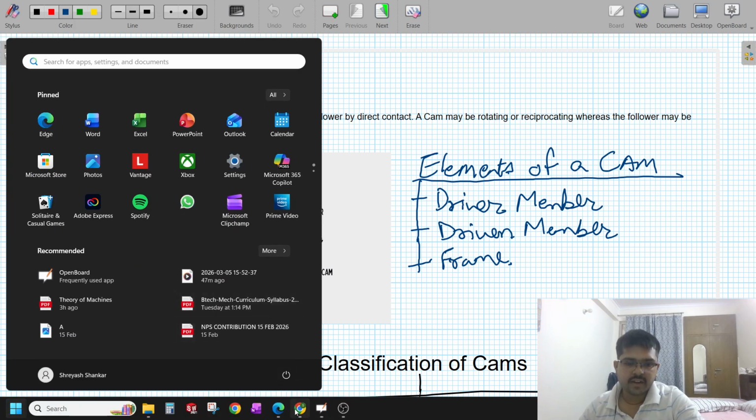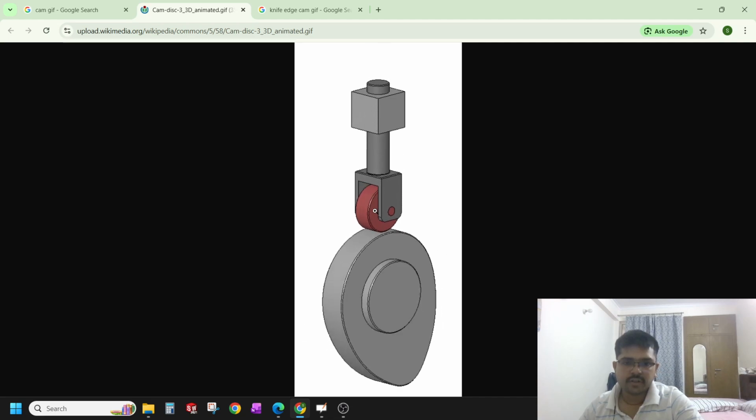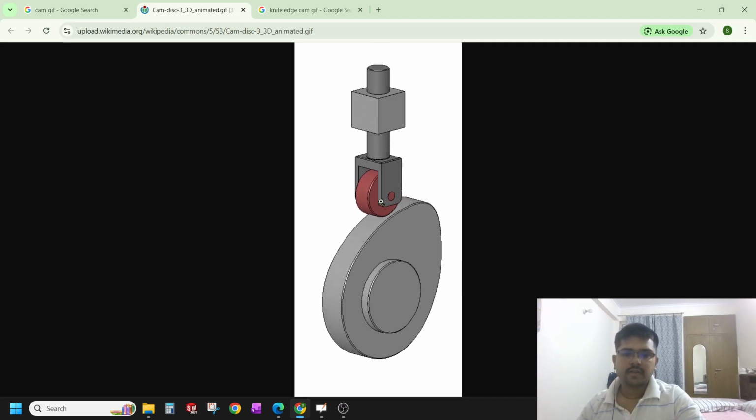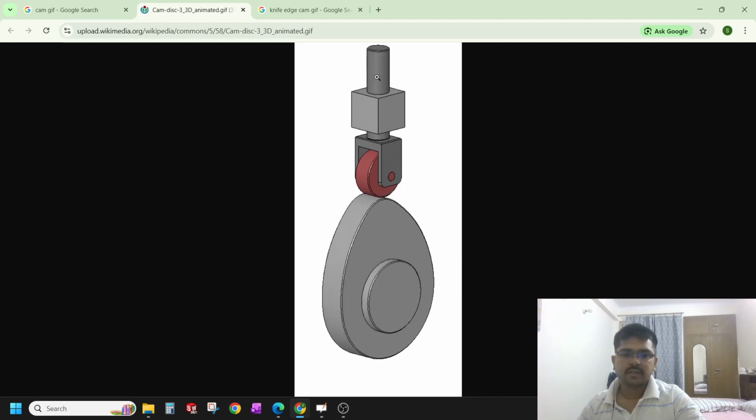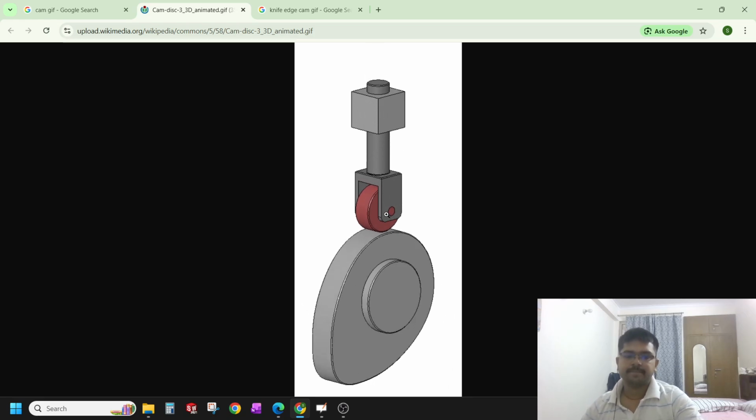So to better understand what is a cam, I will show you an animation. So this is a cam. This is called a cam, and this portion which is above the cam is called the follower. As the cam rotates, the follower rises and then returns to its original position. This type of follower is called a roller follower.